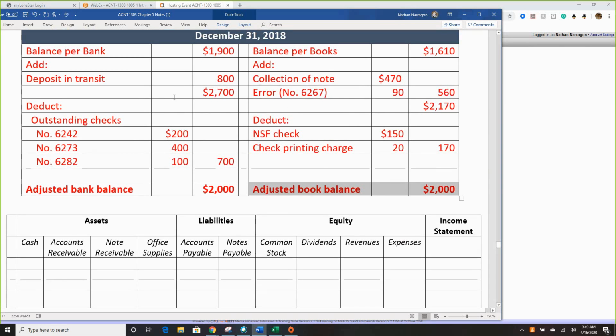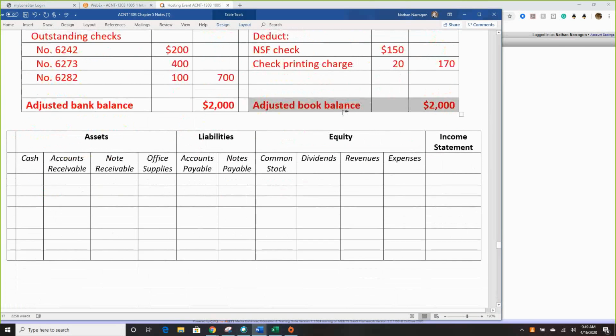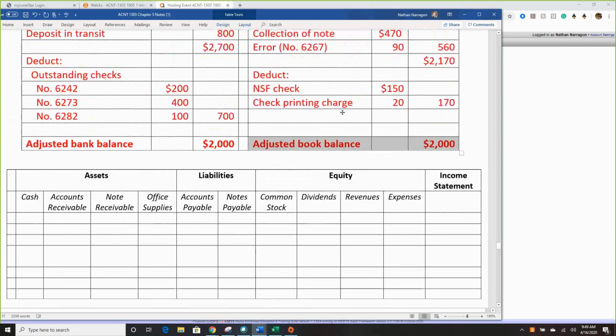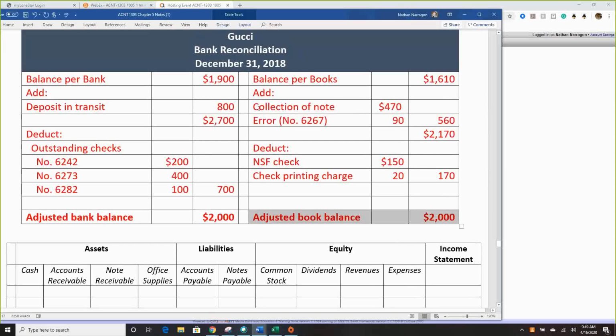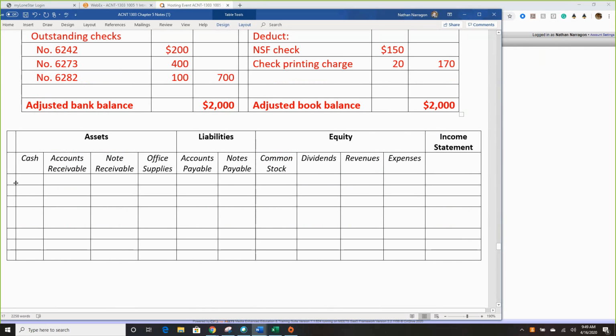Bank or books? Got to see. Don't want to be left. Good. So it is only on books, so remember that. So the first one we're going to hit is collection, 470.